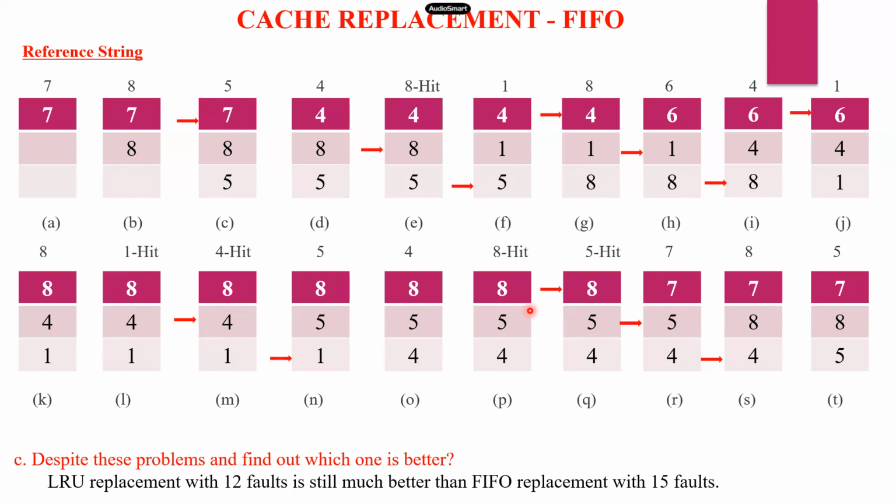So among these two, which one is better? Based on this problem, find out which one is better. LRU replacement produces 12 page faults. FIFO produces 15 page faults. So obviously, the LRU replacement algorithm is better than the FIFO algorithm.